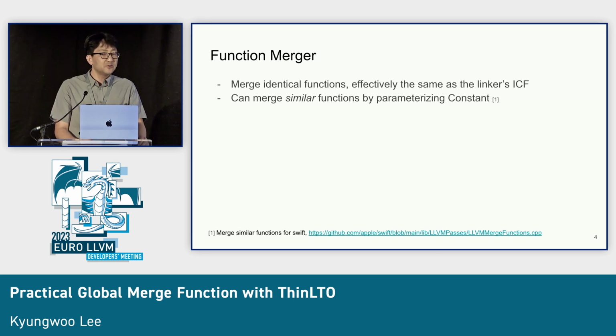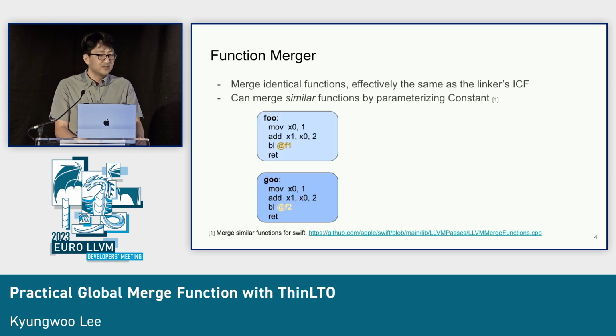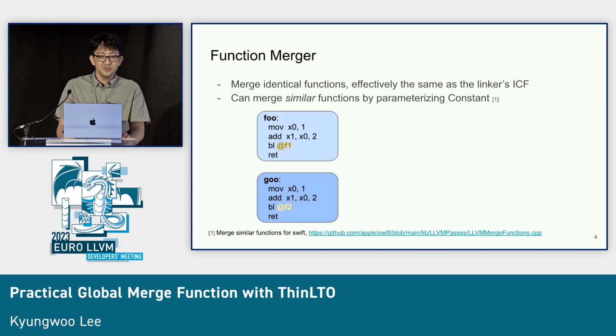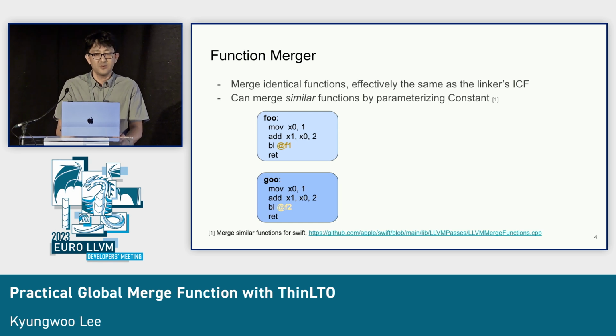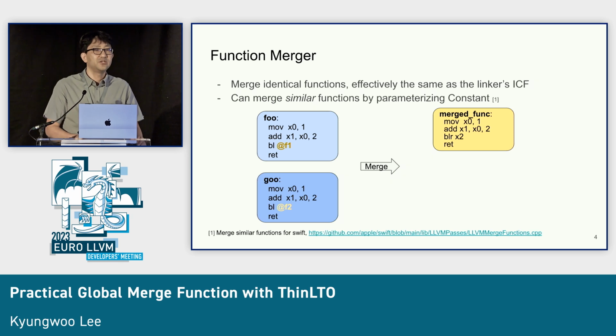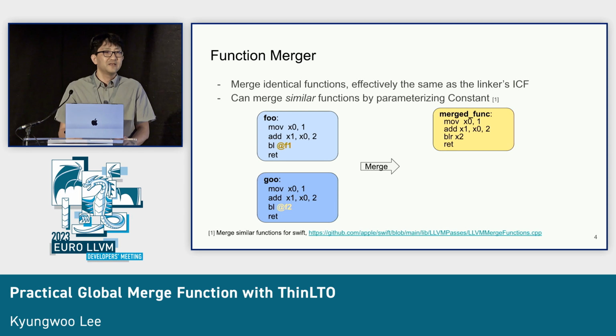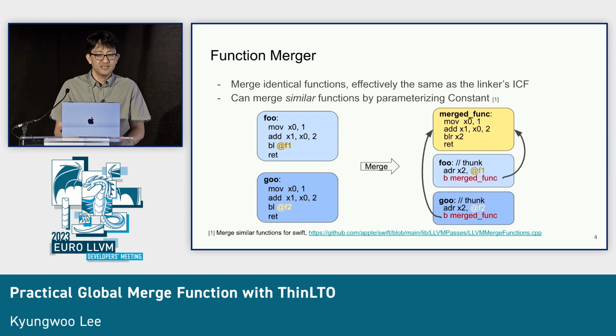A function merger can also handle similar code by parameterizing different constants. In this example, given two functions, they look very similar except for the call targets, so the global constants f1 and f2 are the only difference. If we merge these two similar functions into a shared function, we need to introduce an additional parameter here, x2. And then we provide a different context through the x2, like this.